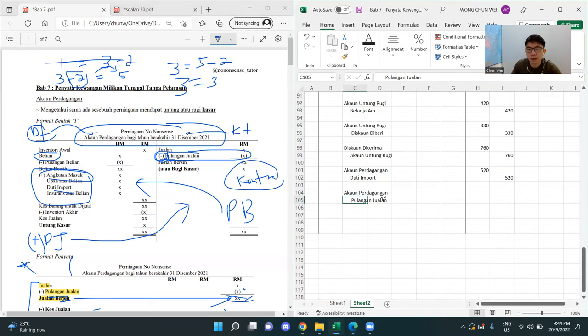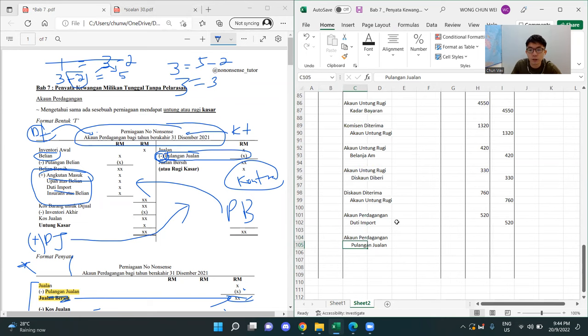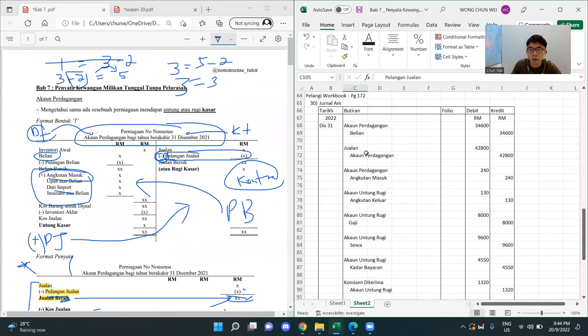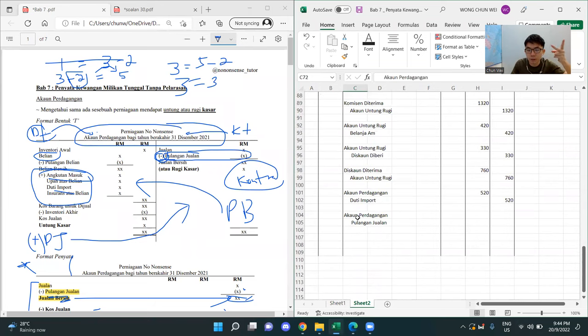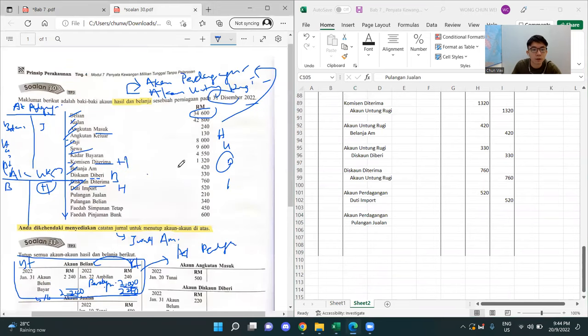Okay, so come back to here. Therefore, this is like that. You debit perdagangan and then you credit pulangan jualan. So, very simple tip. If jualan debit, account perdagangan credit, then you just tukar saja, you flip. Then it becomes debit perdagangan, credit pulangan jualan. Okay, how much is that? That is 210. For both, 210.